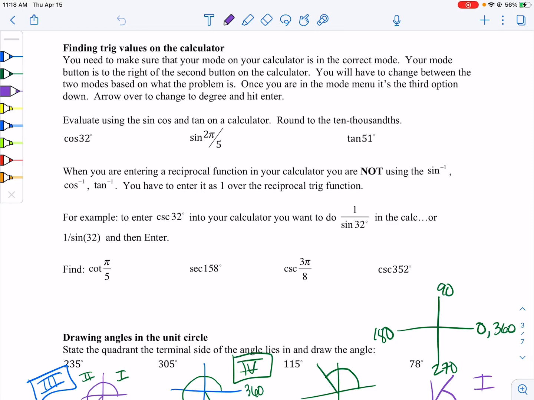So I want to make sure you remember how to put sine, cosine, and tangent in your calculator. You've only done it in degrees before, but we're going to add radians. On your calculator, your sine, cosine, and tangent buttons are 2 rows above the 7, 8, and 9.